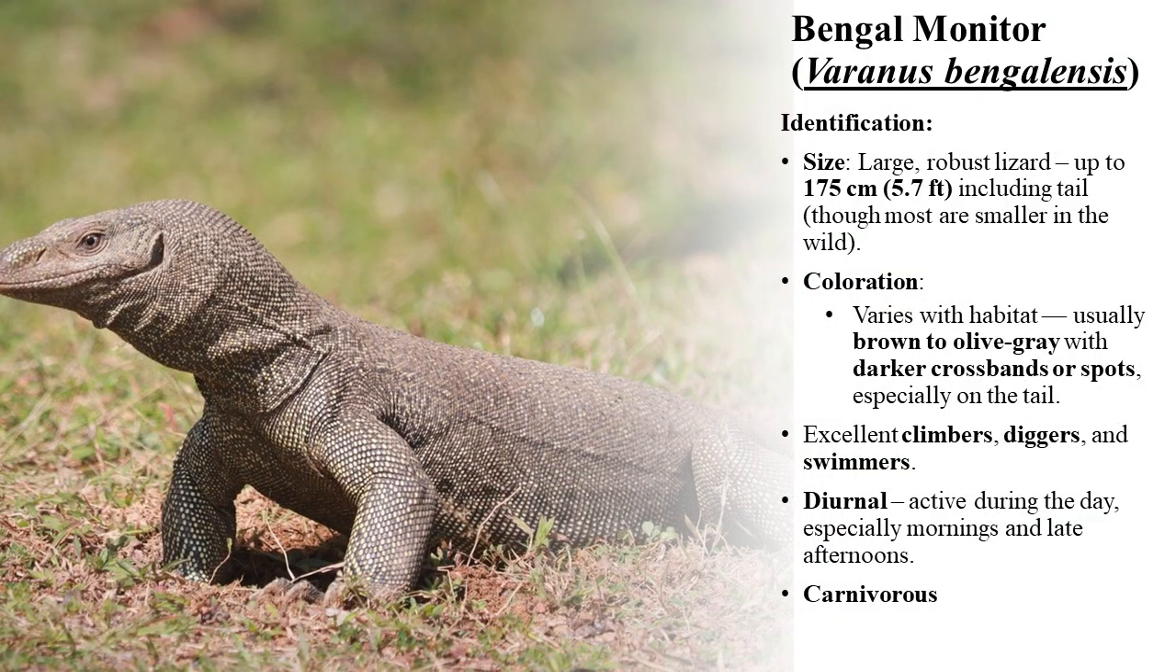Bengal monitor, large, robust size, up to 175 centimeters, 5 to 5.7 feet, including tail. Coloration varies with the habitat, brown to olive grey, with darker crossbands or spots. Excellent climber, digger, and swimmer. Mostly diurnal, active in the daytime, and it is a carnivore.